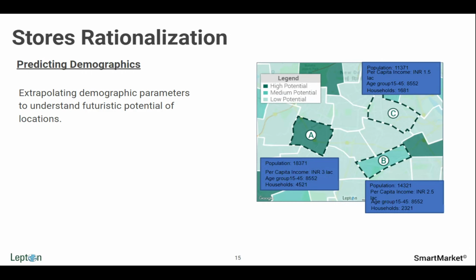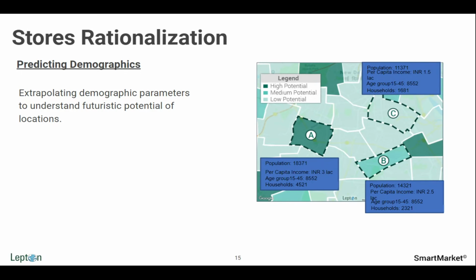But then Smart Market also helps you in understanding or predicting the futuristic trends for demographics, because my business is dependent on demographics. My business is dependent on affluence factor, and a lot of business data is also involved here. So if I can predict what will be the amount of population, or, if I go granular, what will be the affluence for different locations.